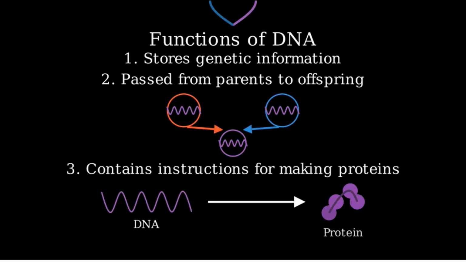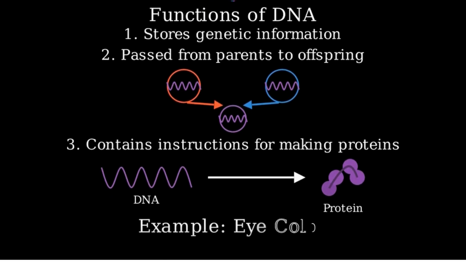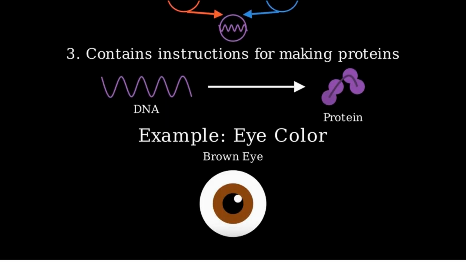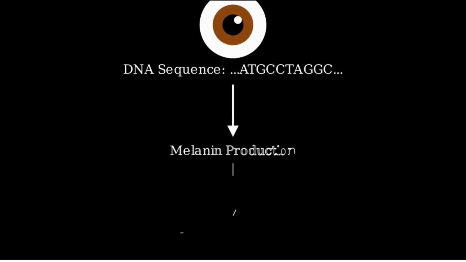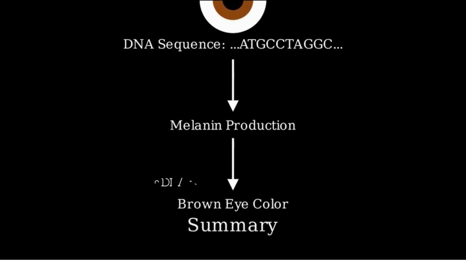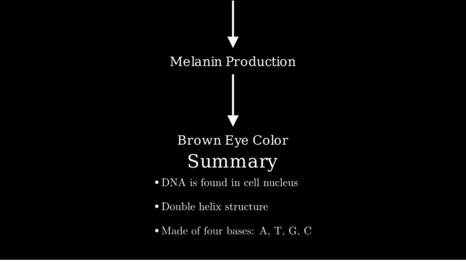Let's look at a specific example to make this clearer. If you have brown eyes, the instructions for making the brown eye pigment called melanin are encoded in your DNA. The specific sequence of bases in your DNA determines how much melanin your eyes produce, which in turn determines your eye color.